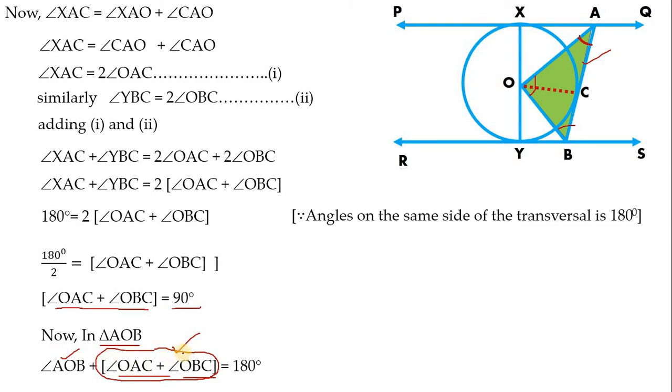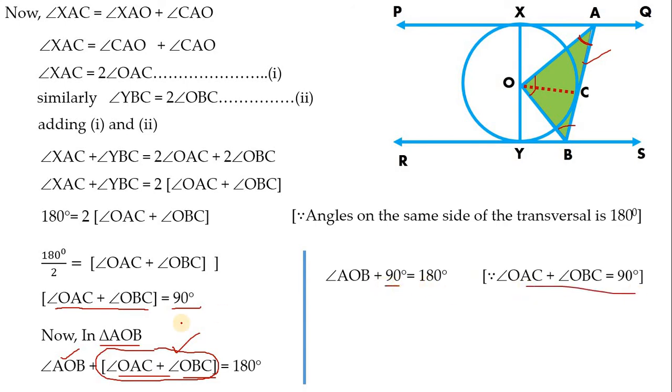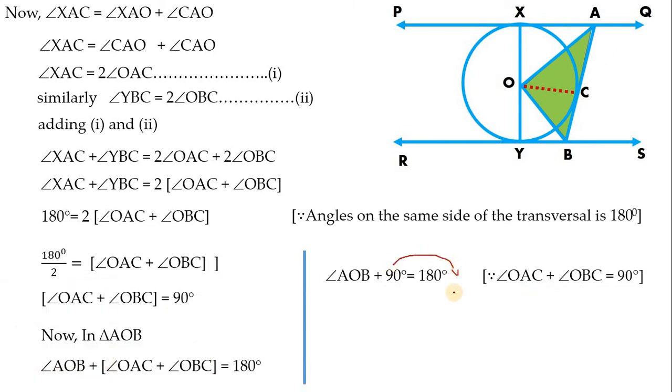Now let me replace this one by 90 degrees, children. So I have written 90 degrees here because this is the reason that we have proved it here. Next, this 90 degrees you just transfer to this side, it will become minus 90. Now subtract these two. So we get AOB equals 90 degrees. This is what we wanted to prove. Children, this is quite a lengthy problem, so you have to practice very well.